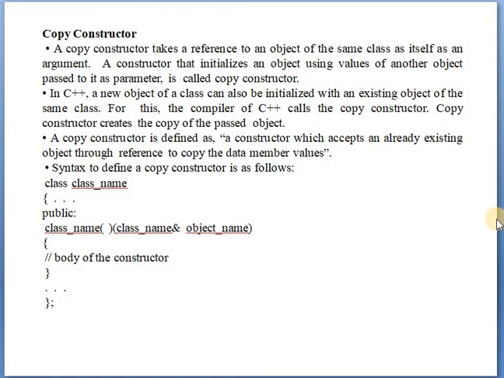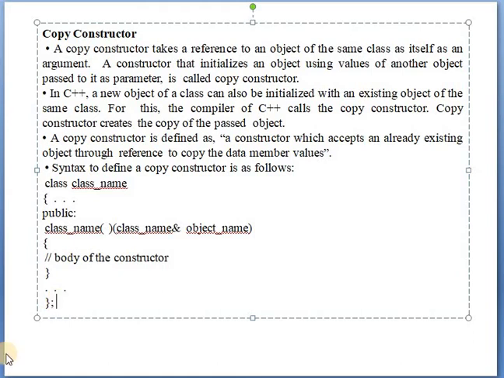A copy constructor is defined as a constructor which accepts an already existing object through reference to copy the data member values. Now see here the syntax: class name is the name of the class, next class name is the constructor, and here we are passing the object of the same class. Now the body of the constructor, and here is the end of the class declaration.